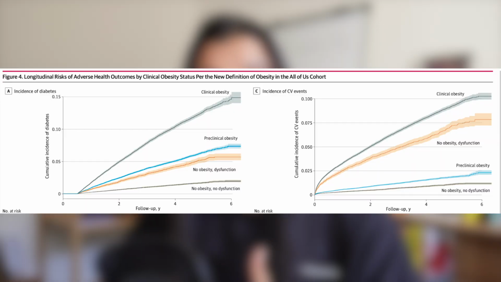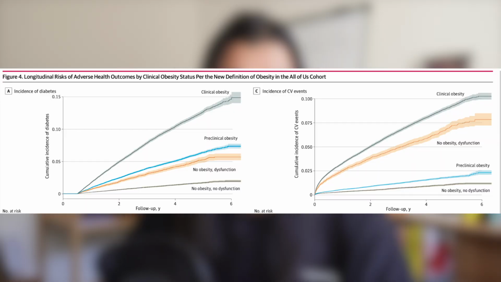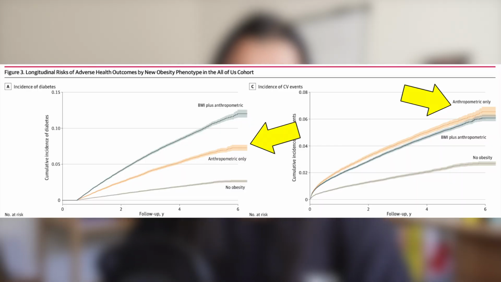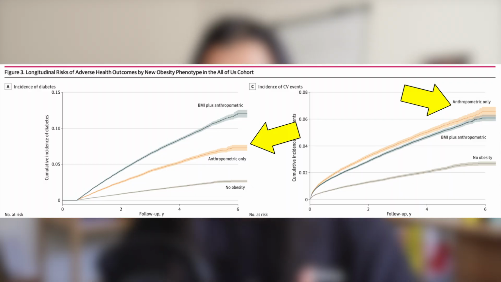So, did this new definition actually predict health risks any better? Yes, it did. The people with clinical obesity had much higher risks of developing diabetes, cardiovascular disease, and even death compared to those with only preclinical obesity. But what I found interesting was that those people who had a BMI that was under 30 but had high waist measurements did in fact have higher risks of diabetes and heart disease. These were people that the current definition of obesity excludes, so this paper shows the usefulness of expanding that definition of obesity so that we can capture and intervene with these people who are getting missed.